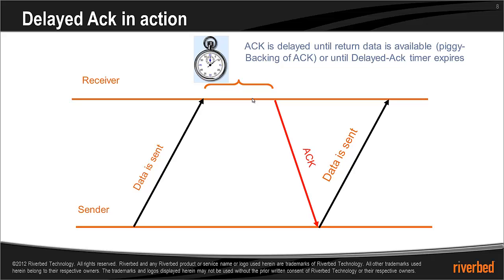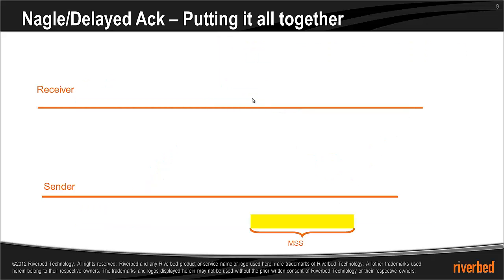Okay? All right, so now let's put all of it together. And this is the last slide, second to the last. And we'll get right down to the packet trace itself. Okay, so now we have Nagle buffering on one side, delayed acknowledgement kicking in on the receiver side. So let's take a look.